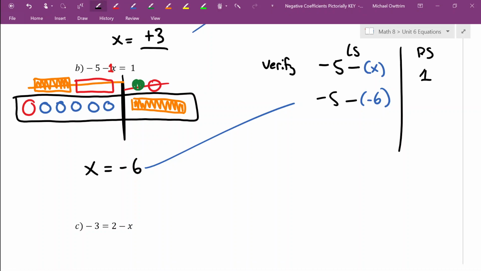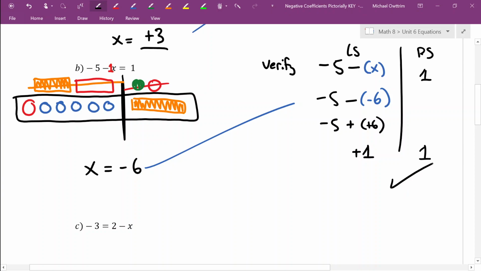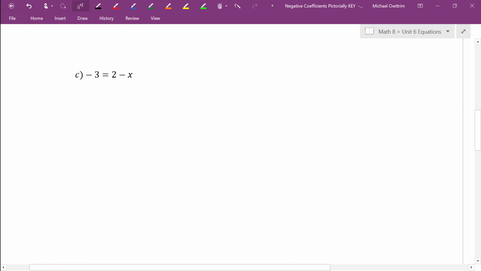Okay, when we subtract integers, we want to add the opposite. So we're going to keep our first integer, change our subtract to add, change our second integer to its opposite, and then we'll follow our adding rules. Adding with different signs, we're going to subtract the numbers. 6 take away 5 is 1. We'll keep the sign of the bigger number, which is positive in this case. So is +1 the same as +1? Yes, it is. Our solution is verified. The left side does equal the right side.